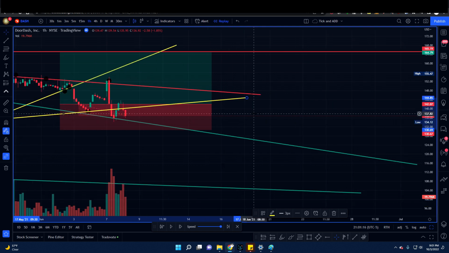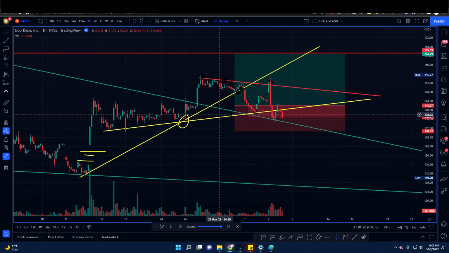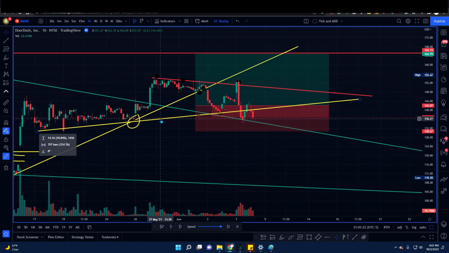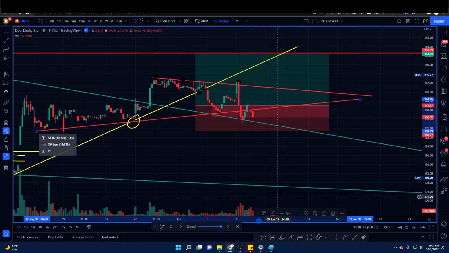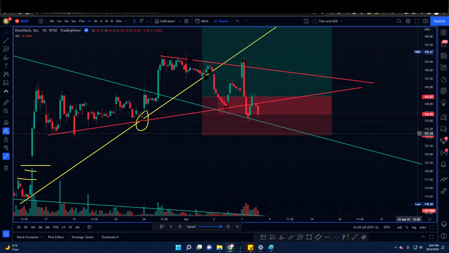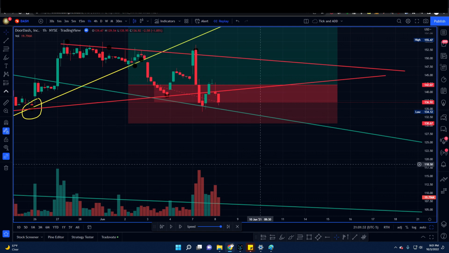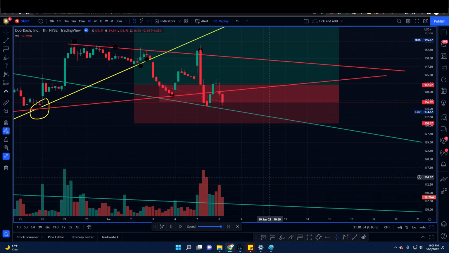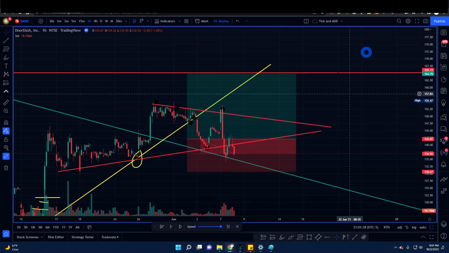Okay, so we've bumped up against it again. Unfortunately, this group here did not help us. So we're actually going to turn this red. You see how it retested here? Came above it, retested, came down. Okay. So we got red, red, red.